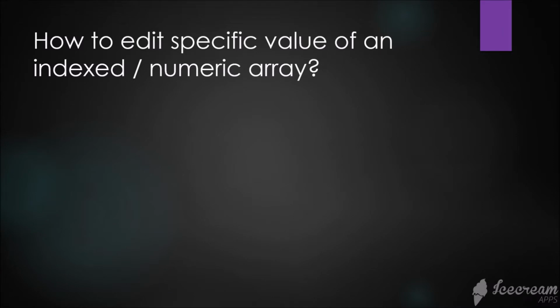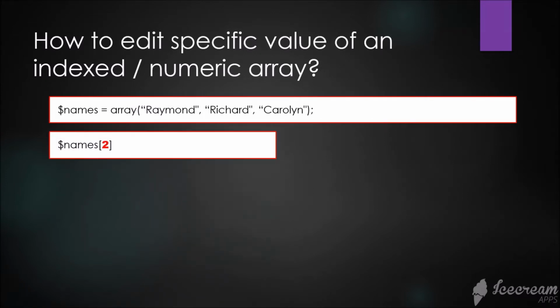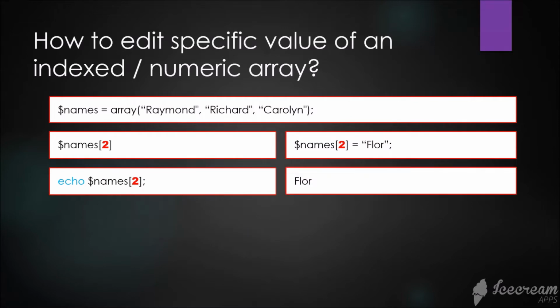Okay, so how to edit a specific value of an index or numeric array. So we have our array. Of course, if you want to edit, first we need to access the particular value, of course, through its index. Okay, so in this part, we try to edit Caroline. Of course, since it has index 2, this is what we put. Now, to assign a value, it's just like this: we use the equal sign, then the string or number that we want to assign. Okay? Then once we echo that element, it will display Floor instead of Caroline. Okay?